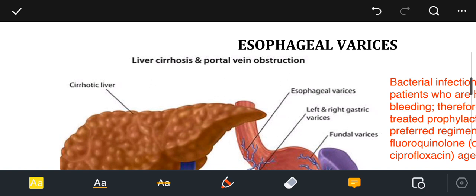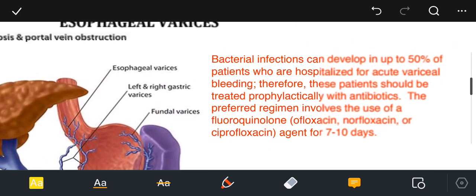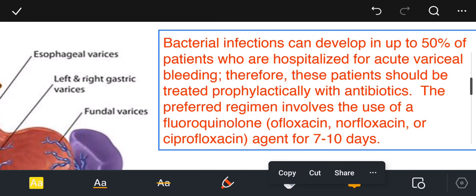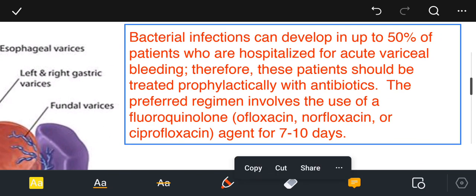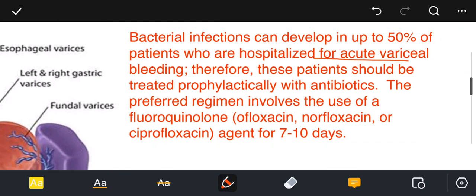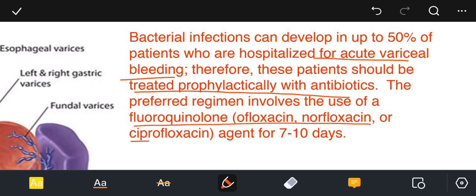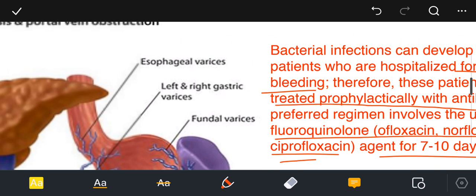Now let's talk about esophageal varices, which is a complication of hepatic cirrhosis. So bacterial infections can develop in up to 50% of the patients who are hospitalized for acute variceal bleeding. Therefore, these patients should be treated prophylactically with antibiotics. The preferred regimen involves the use of fluoroquinolone, ofloxacin, norfloxacin or ciprofloxacin agent for 7 to 10 days.